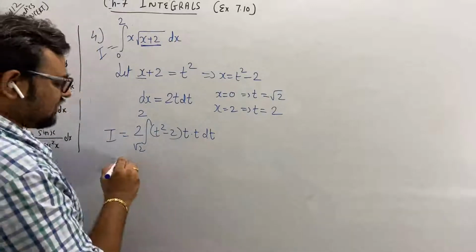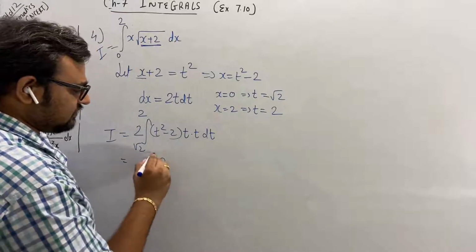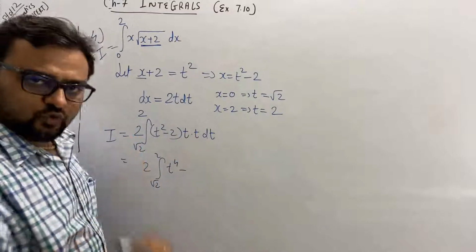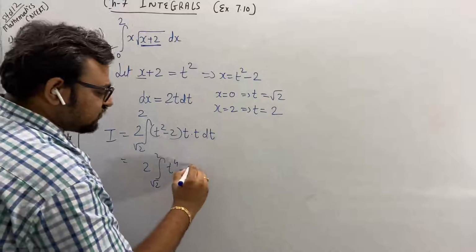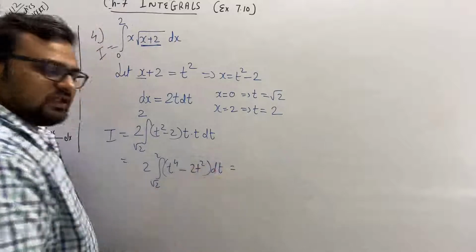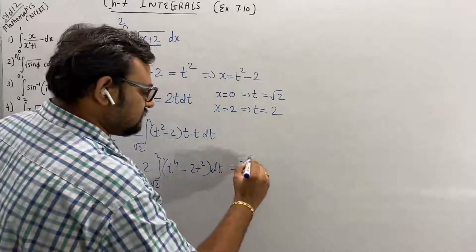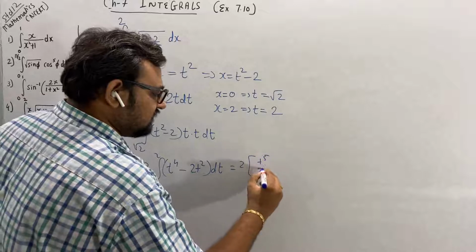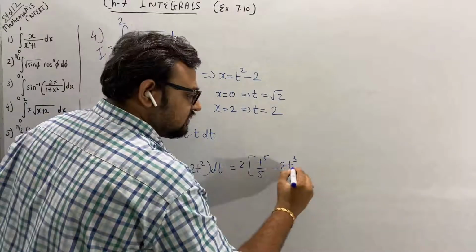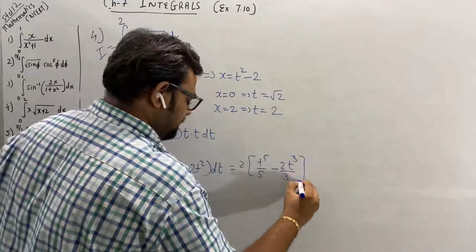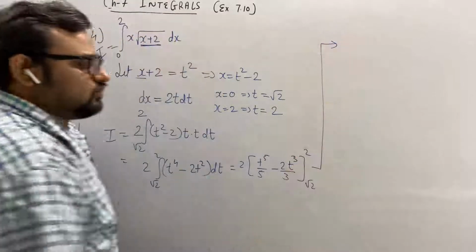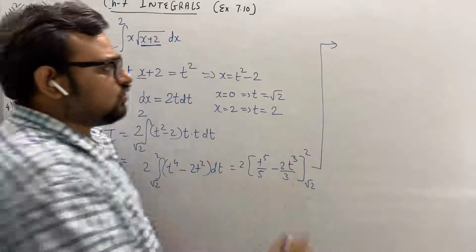Clear? So now I will multiply it: t into t square into t square, t raised to 4, minus t into t square, so 2t square dt. Clear? So now what will be the integration? t raised to 4 means 4 plus 1, t to the 5 by 5, minus 2, t to the 2 plus 1, 3 by 3, from root 2 to 2. Clear?